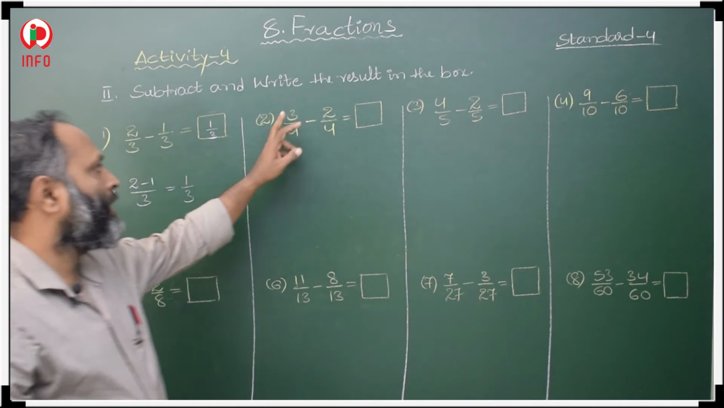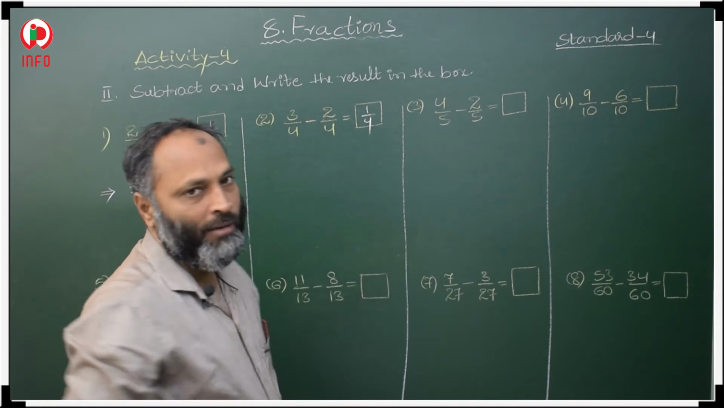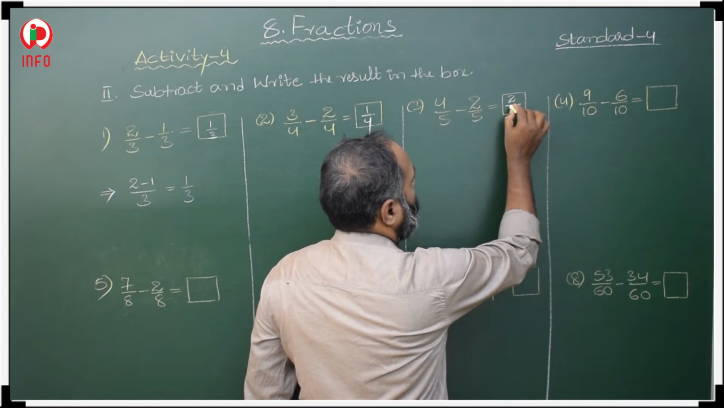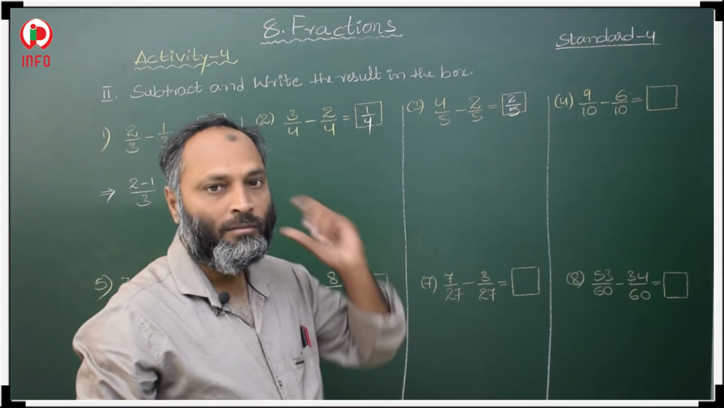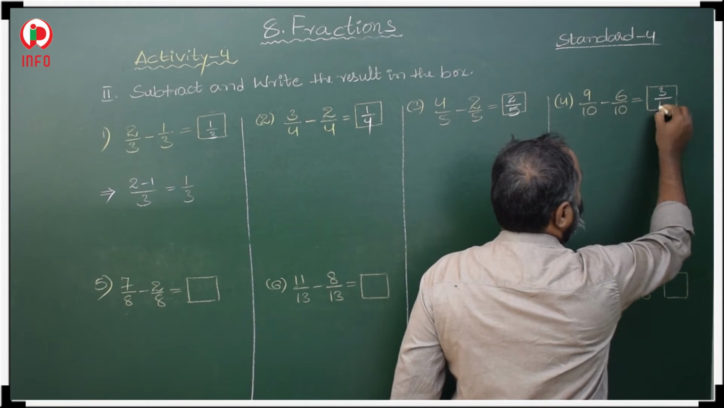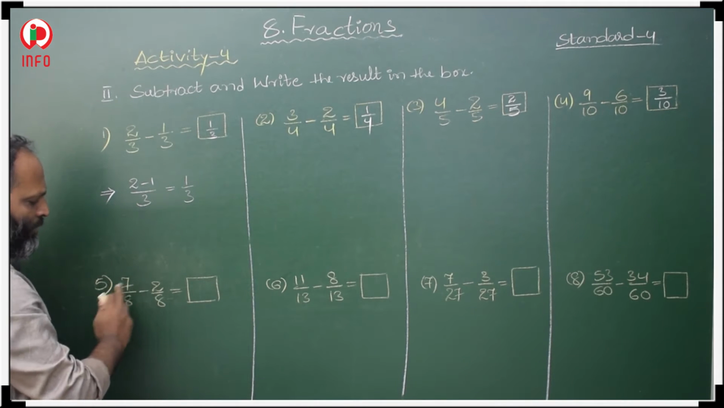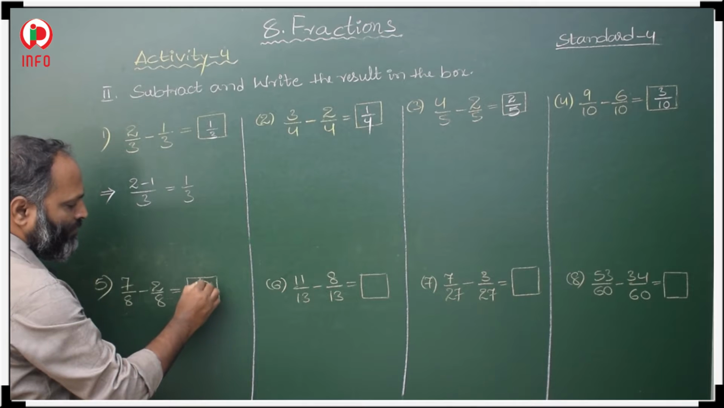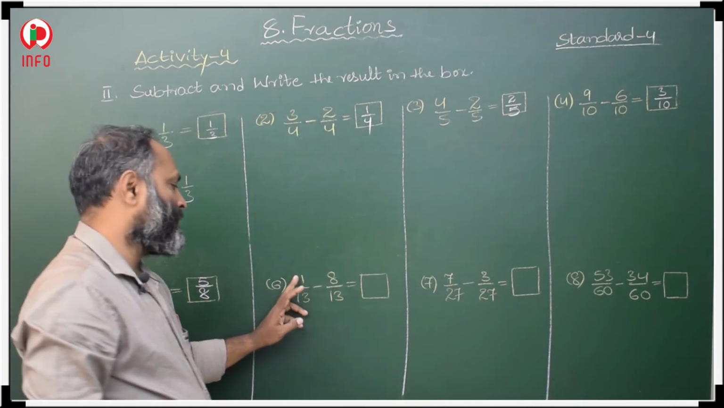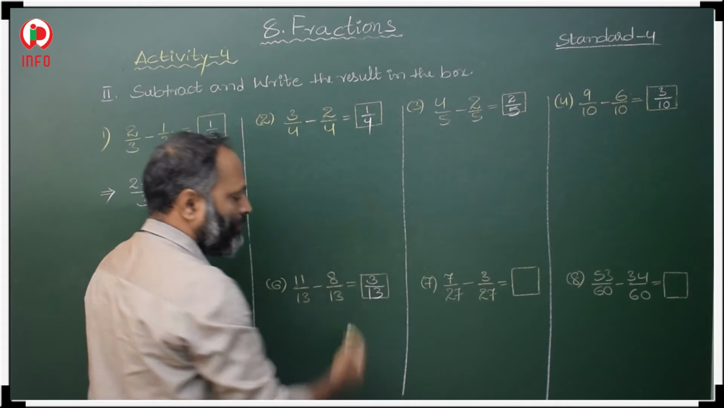It is very simple. Here 3 minus 2 is 1, by common denominator we have to take one time. 4 minus 2 is 2, by common denominator we take one time, 2 by 5. Here 9 minus 6 is 3, by common denominator we take once, 3 by 10. Then 7 minus 2, so difference of the numerators, 7 minus 2 is 5, by common denominator 8. So, difference of the numerators, 11 minus 8 is 3, by common denominator 13.